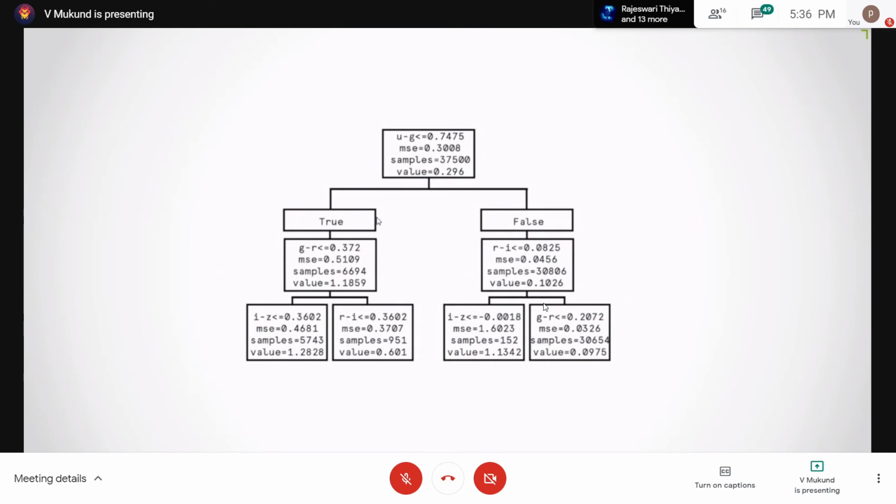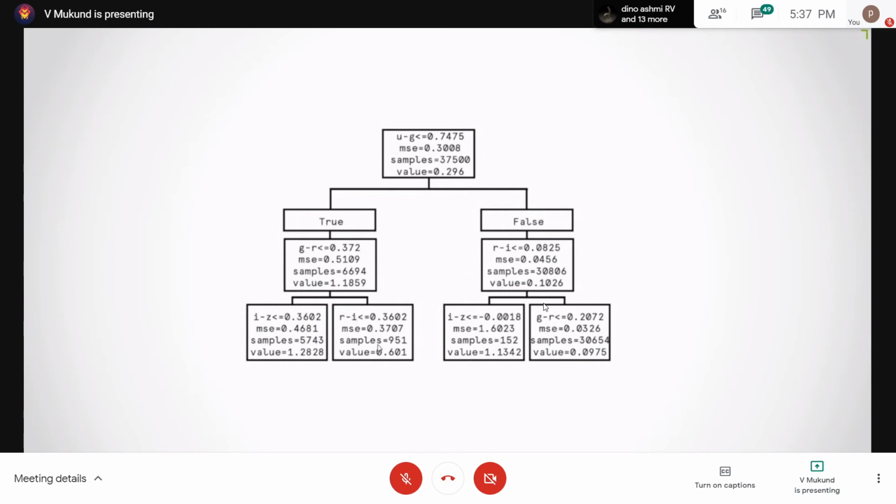And then if it is false, it goes to R minus I, and if it's less than 0.0825, it goes to I minus Z and then G minus R. So what we're doing here is giving it certain conditions under which the redshift can be found for a given set of data; we train it using the given input values. Say 0.7475 is an input value of a calculated redshift in the UG range, and if it is true, it goes to the GR range where 0.372 is the calculated redshift, and then we find the value of it. Here it calculates the optimal least value, and this is the optimal solution for us.